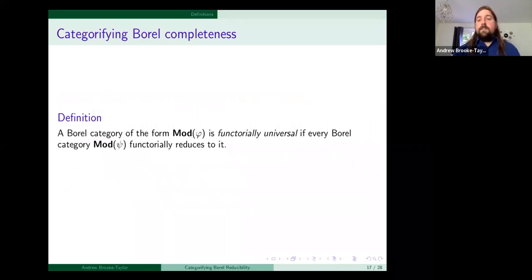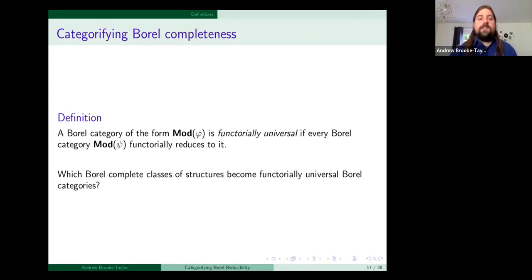Okay, so then our notion that I particularly pulled out early on of Borel completeness, if we categorify that, we can say a Borel category of this form models for some formula, let's call it functorially universal if every Borel category functorially reduces to it. We weren't quite sure what to call this, but if you've got a better suggestion than functorially universal, by all means, let me know afterwards. But this will do for today.